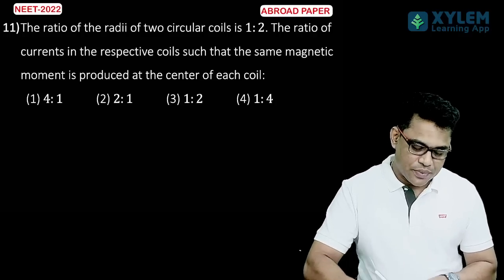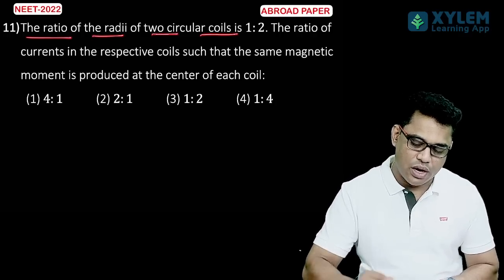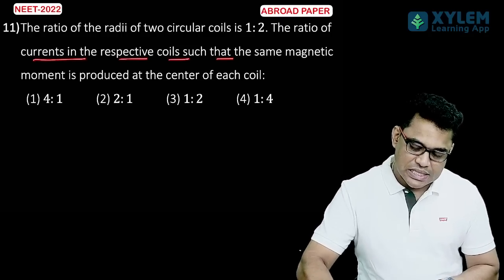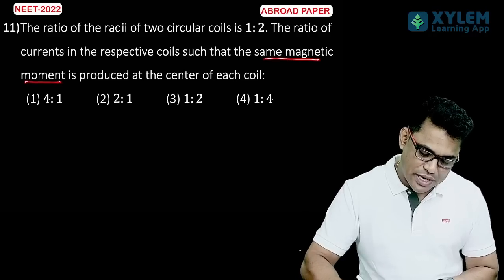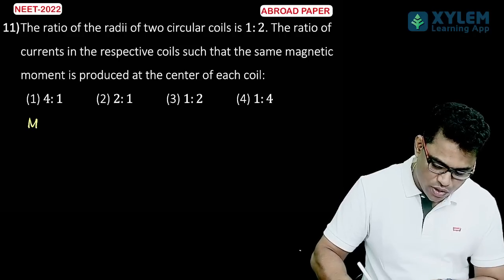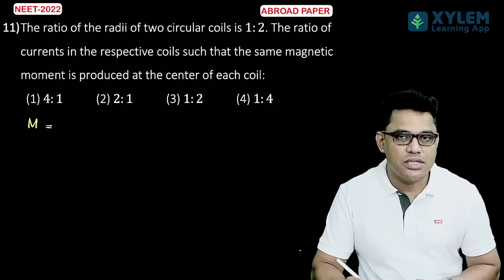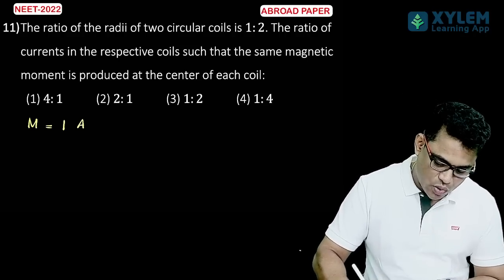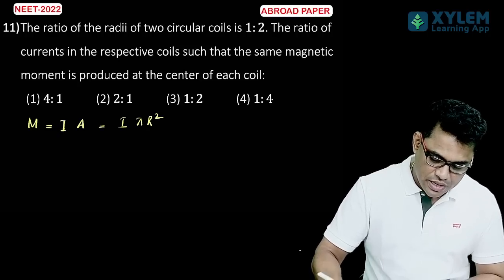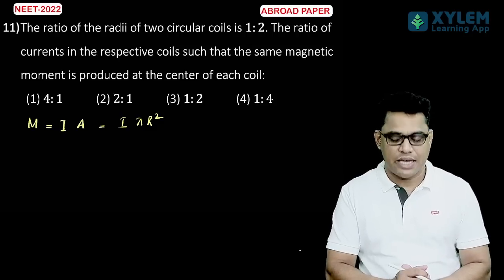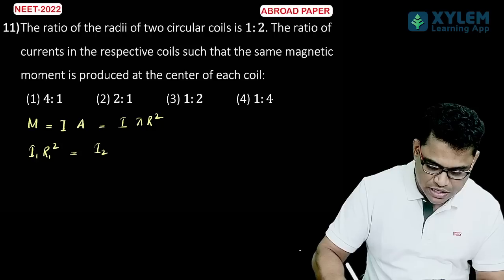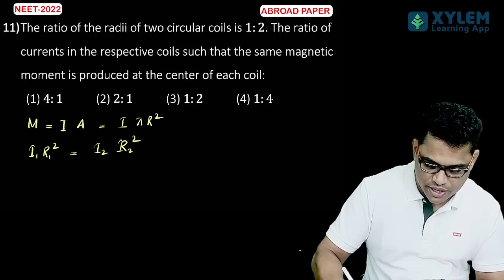Going for 11th question. The ratio of radii of two circular coils is 1:2. The ratio of current in the respective coils such that the same magnetic moment is produced at the center of the coil. Let us write the equation for magnetic moment of a current carrying coil. Magnetic moment of a current carrying coil is defined as the product of current and area of the coil, isn't it? Therefore, it can be written as I pi r square. Here, magnetic moment of both coils is given to be the same. Therefore, I1 R1 square must be equal to I2 R2 square, isn't it?